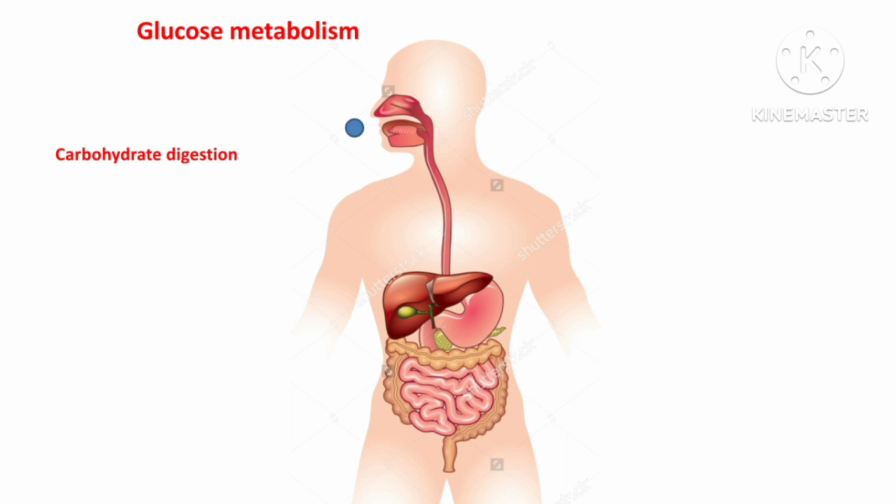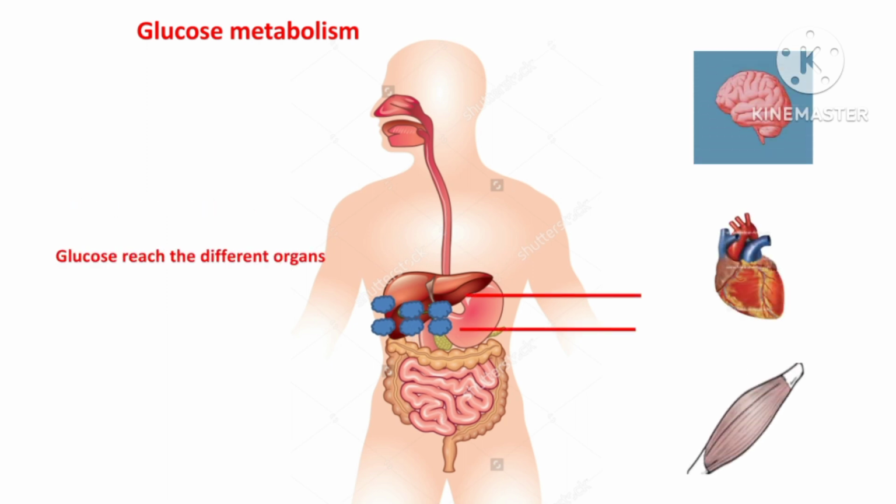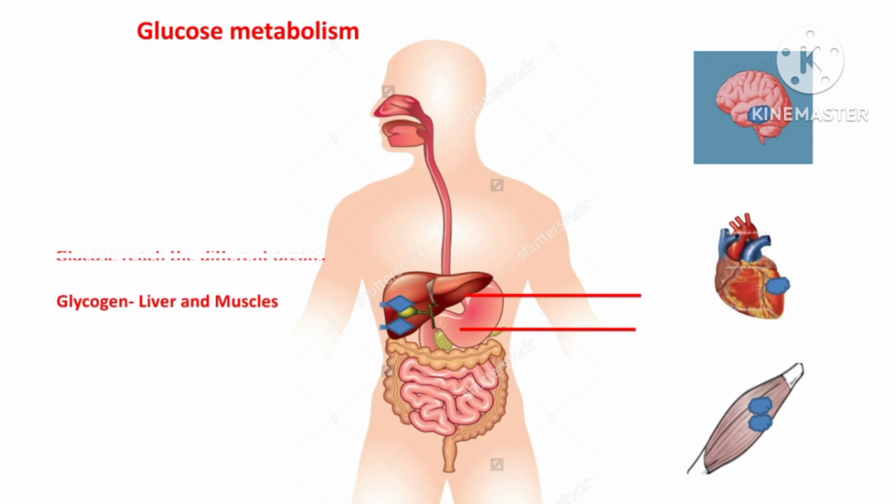Carbohydrate is a major source of glucose. The carbohydrate digestion and absorption take place in the GI. From the GI, it is absorbed and reaches the liver. From the liver, it reaches the systemic circulation, and from the systemic circulation, the glucose reaches all the tissues of the body. The excess glucose will be stored as glycogen in the liver and in the muscle.